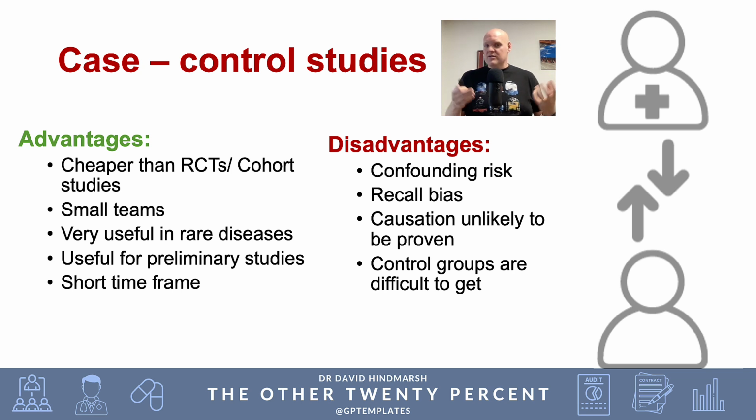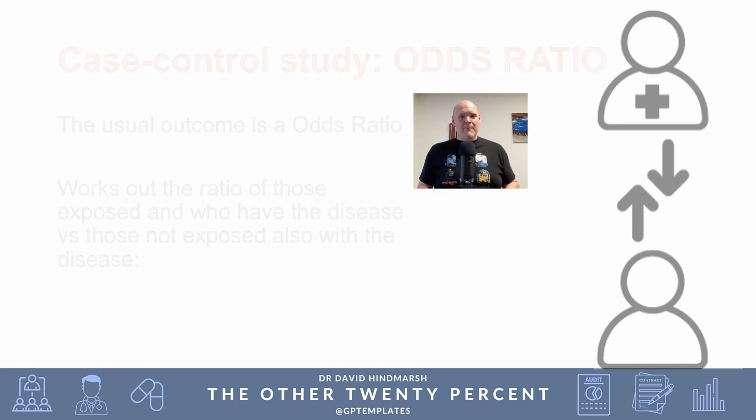Disadvantages: loads of confounding risks. It's very difficult to reduce those risks, and there's a huge amount of recall bias. Do you remember what you did yesterday? Do you remember what you had for lunch? It's very, very tricky. And again, causation is unlikely to be proven, but you're just building up that evidence. And the control groups can be difficult to get because of all these other factors going on, to truly get a decent control group. Just something to think about there.